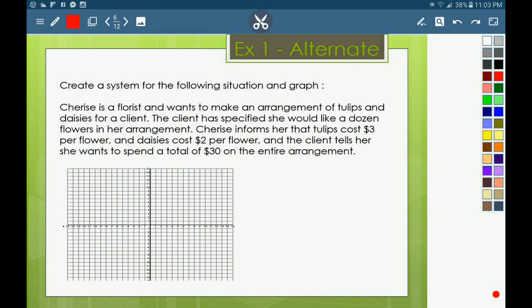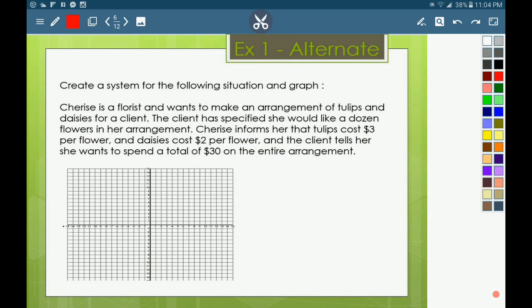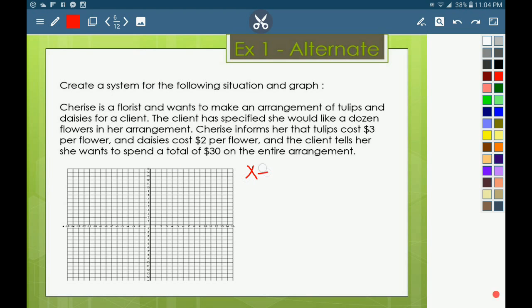Alright, so we're going to solve this exact same problem. We're going to create a system and graph it, but we're going to graph in an alternative way. The equation that we came up with in example 1, we're just going to copy down the system that we already made. X plus y was equal to 12. And then we also had the equation 3x plus 2y equaling 30.